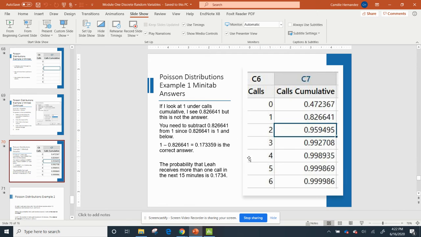So what I need to do is, all right, I need to look at the one where I get 0.826641, but I need to subtract that from 1. So if I do that, I get 0.173359. So the probability that Leah receives more than one call in the next 15 minutes is 0.1734.